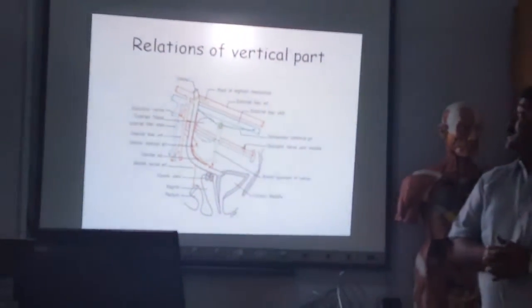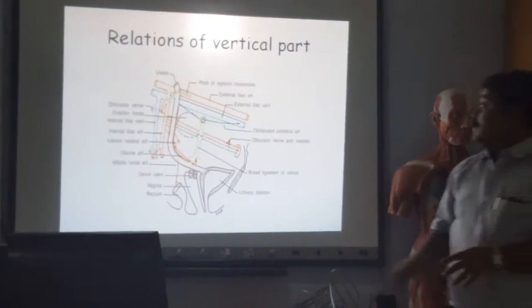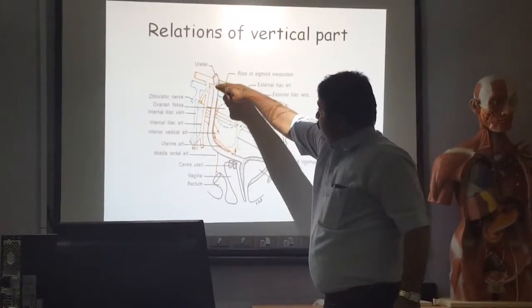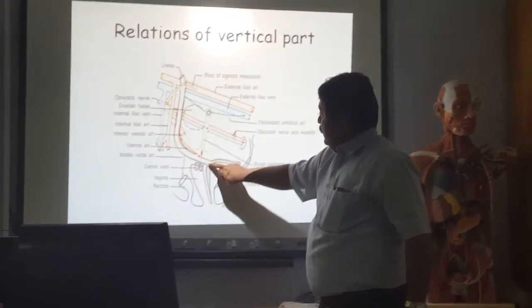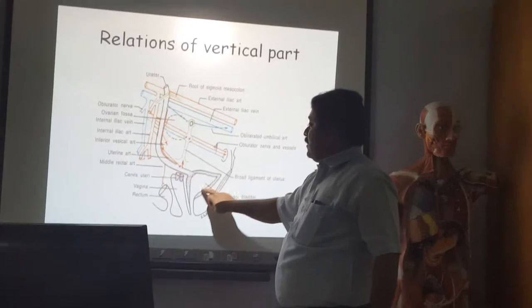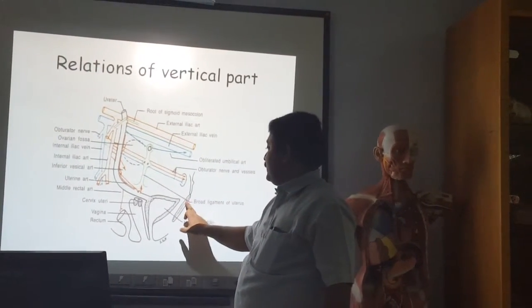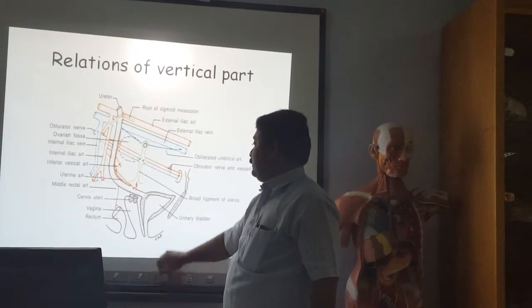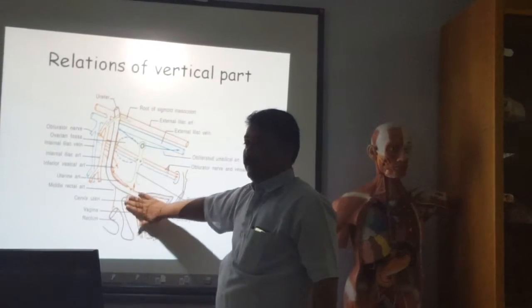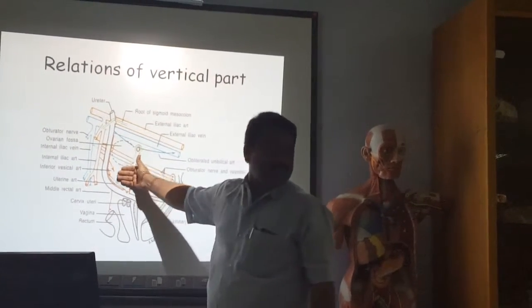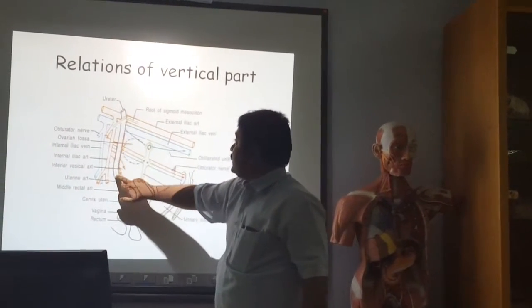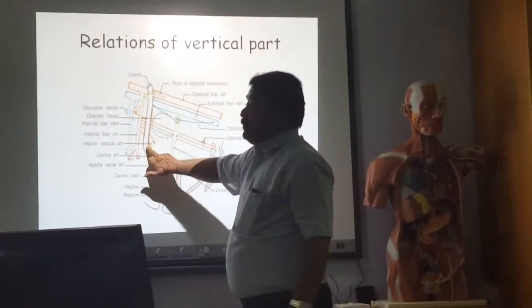Next is relations of the vertical part. Here it is the ureter. It opens in the urinary bladder here. Okay, and it is the pubic symphysis. Okay, rectum. Okay, and the vagina. So this is a female cut section. Okay. So here it is the vertical part.